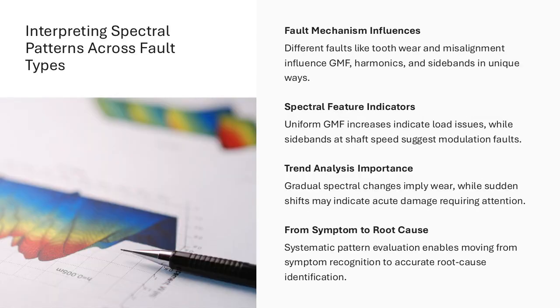Effective gearbox diagnosis requires comparing spectral patterns across different fault mechanisms rather than focusing on isolated features. Tooth wear, misalignment, backlash, eccentricity, and cracked teeth all influence GMF, harmonics, and sidebands, but in distinct ways. For example, uniform increases in GMF amplitude often relate to load, while sidebands spaced at shaft speed point toward modulation-based faults. Dominant second GMF harmonics suggest misalignment, whereas strong once-per-revolution components raise concern for cracked teeth or eccentric gears.